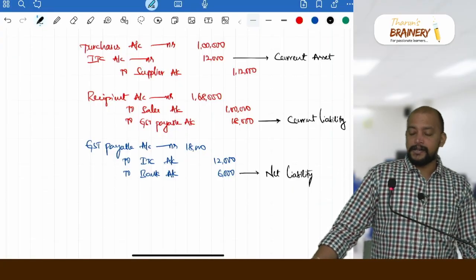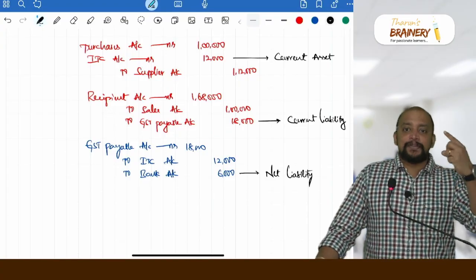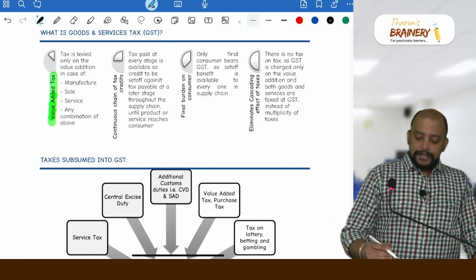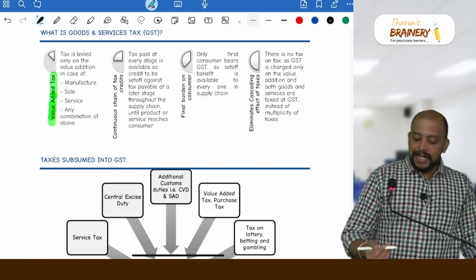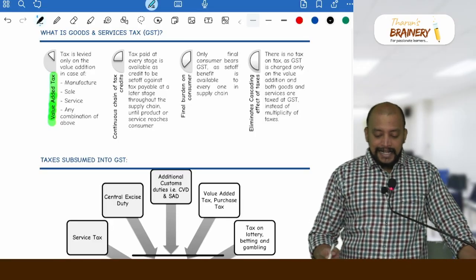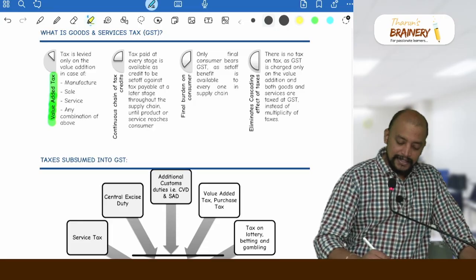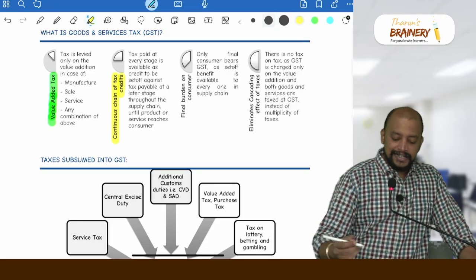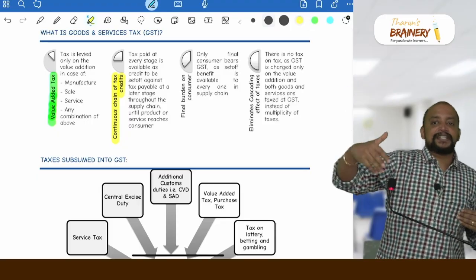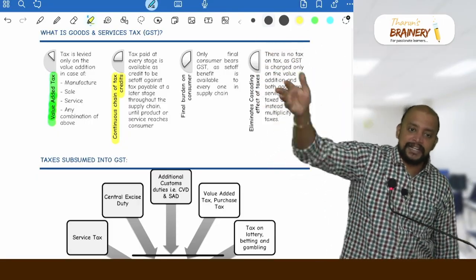Done? So now you understood why GST is a value added tax, because we pay tax on value addition. Tax is levied only on the value addition in case of manufacture, sale, service or any combination of the above. And there is a continuous chain of tax credits. Am I right? What is a continuous chain of tax credits? Just now we saw, first a person will pay, in turn recover it from the next person, that next person will take this as credit and set off against the further liability.